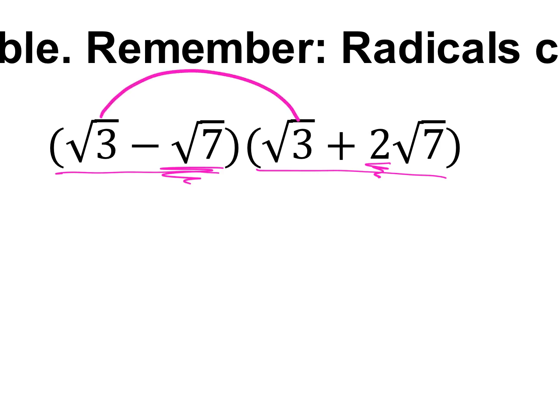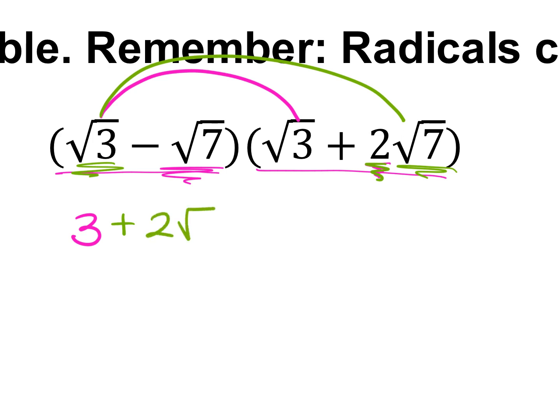The square root of 3 times the square root of 3 is the square root of 9, which is 3. Okay, so that's your first. Your outside, so we're going to multiply these two, the square root of 3 times 2 rad 7. The radicals you can multiply. So rad 3 and rad 7 is rad 21, but then you have this 2 out in front. So this is plus 2 times the square root of 21.